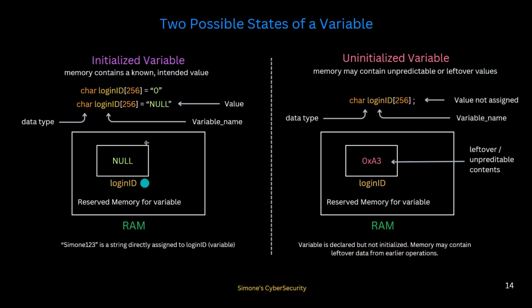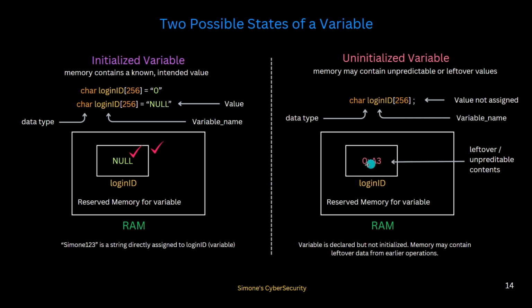When a variable is initialized, it means the memory space reserved for that variable is cleaned up and assigned a placeholder value like 0 or null, something that marks it as ready to be safely used. So when valid user data comes in, like a login ID, it simply overwrites this placeholder value and everything works as expected.